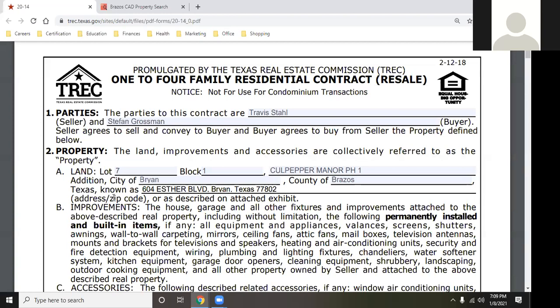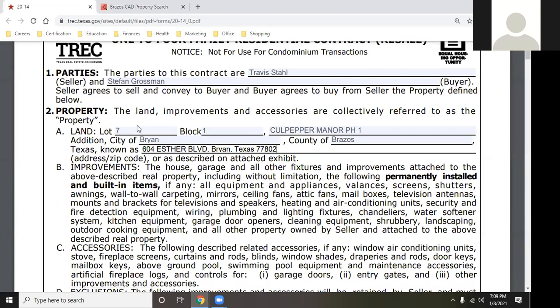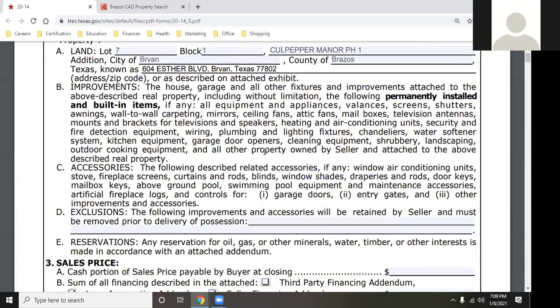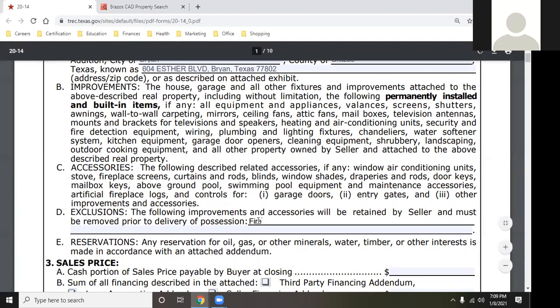Okay. So now we have dictated that our parties are between Travis Stahl and Stephen Grossman, the land, the lot, the legal description. Remember, the land only is located here. Here are our improvements, the accessories, but Mr. Grossman loves the fireplace screen that he made himself.